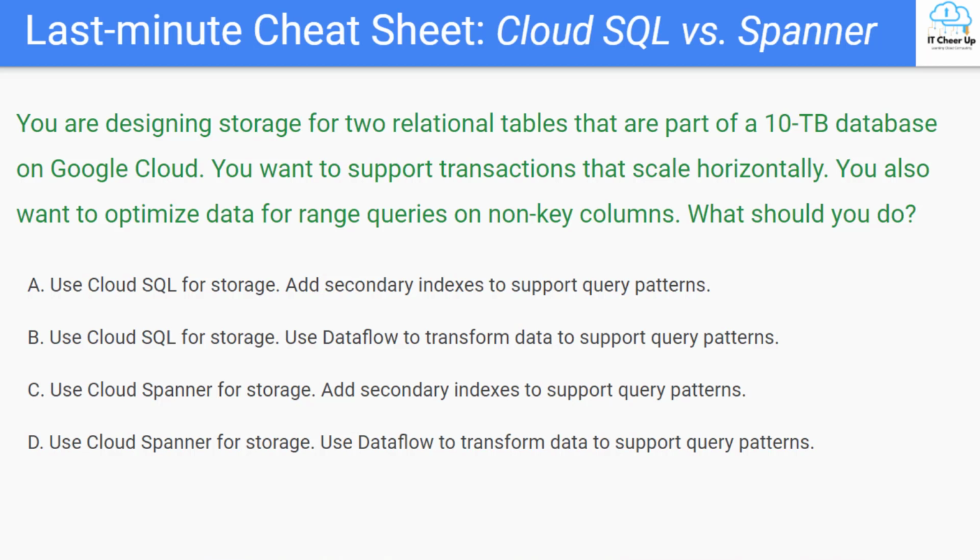What should you do? A. Use Cloud SQL for storage and second indexes to support query patterns. B. Use Cloud SQL for storage. Use Dataflow to transfer data to support query patterns. C. Use Cloud Spanner for storage and secondary indexes to support query patterns. D. Use Cloud Spanner for storage. Use Dataflow to transfer data to support query patterns. Now pause the video and try to answer it yourself.